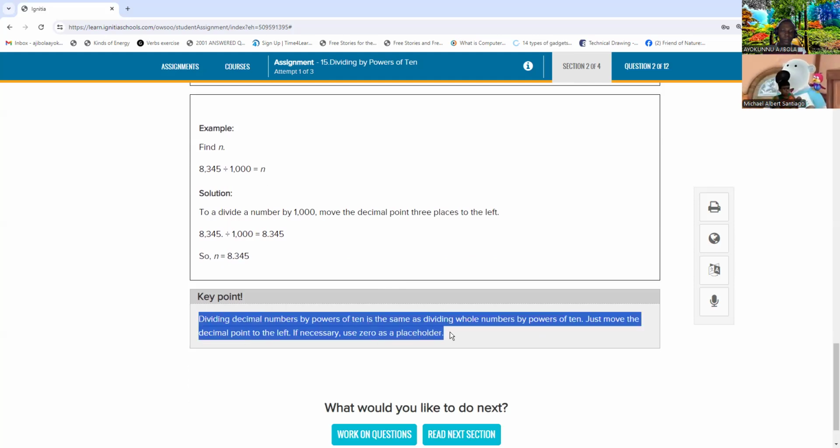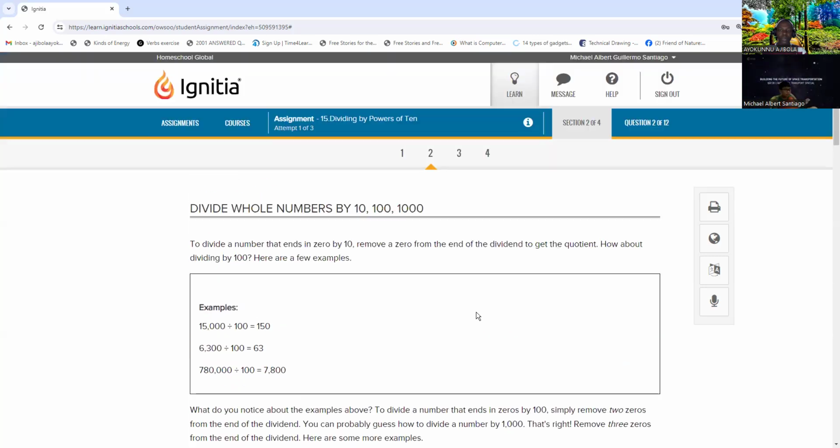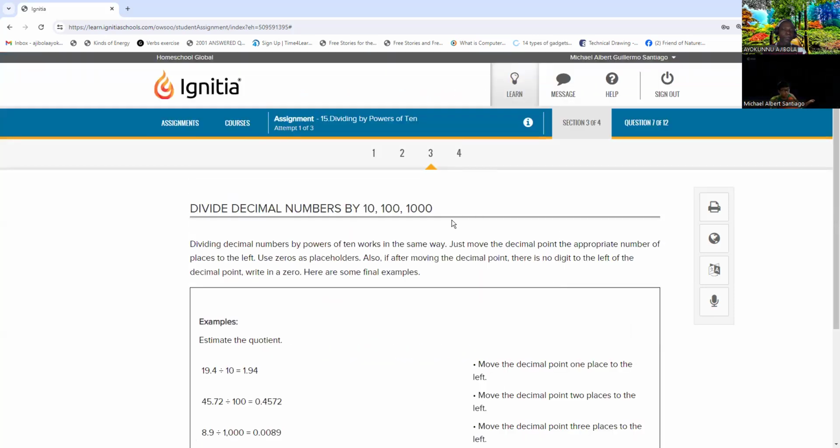Read this for me, Mickey. Dividing whole numbers by powers of 10: just move the decimal point to the left. If necessary, use 0 as placeholder. Yeah, if necessary, we can use 0 as placeholder. We're just moving decimal points to the left. Okay, fine. How many sections remain here? We have 1 more section or 2 more sections.